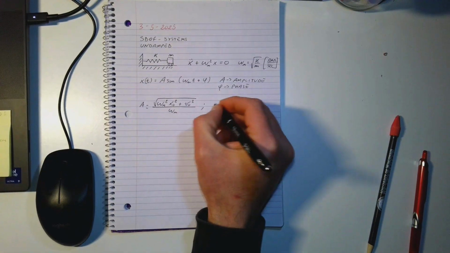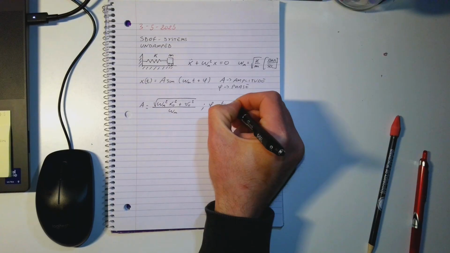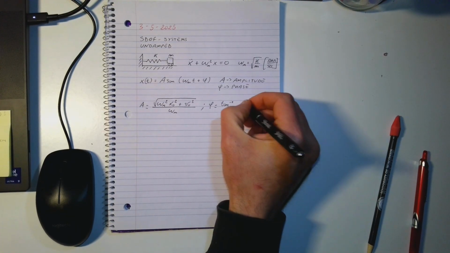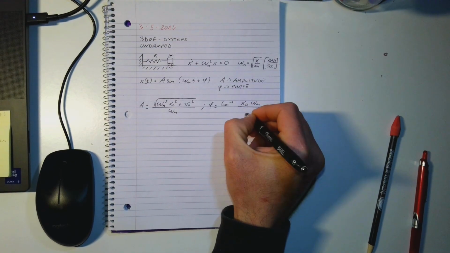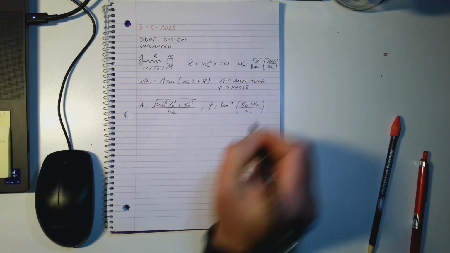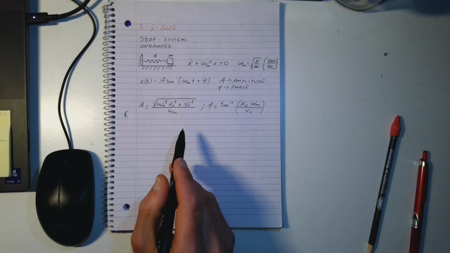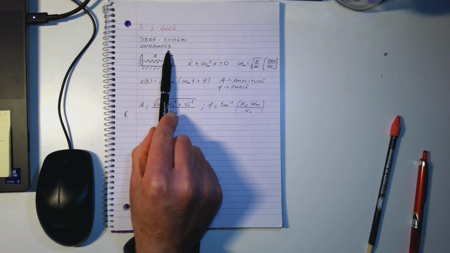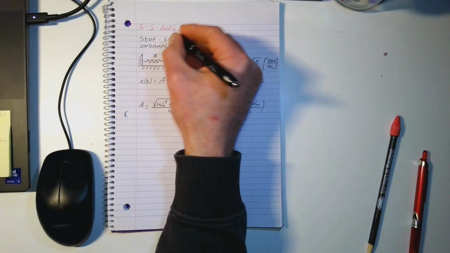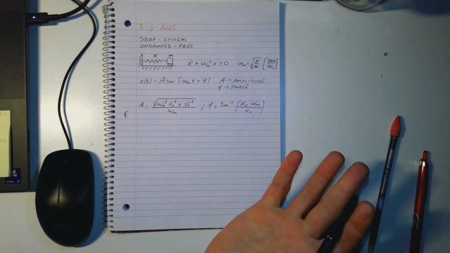For the phase, indicated with the Greek letter phi, we have the inverse of the tangent of x0 omega n divided by v0. From this equation, we can directly see that the system is undamped, it is also free, which means that we don't have external forces.